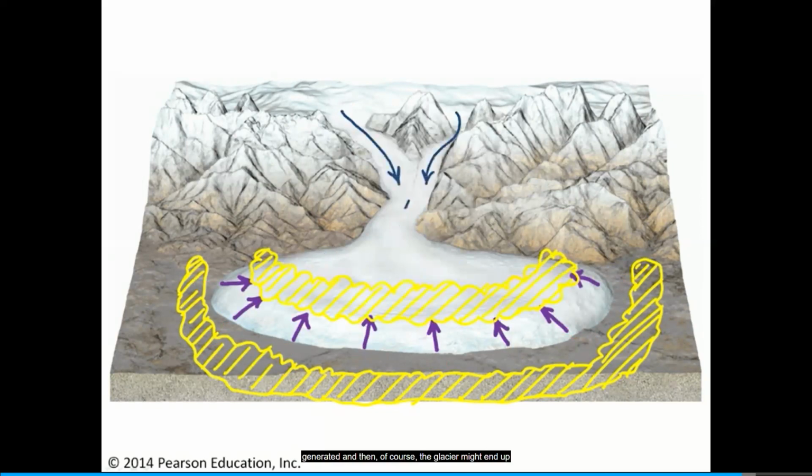And then, of course, the glacier might end up melting off entirely. And just by looking at the position of those two end moraines, we can end up deducing its history.